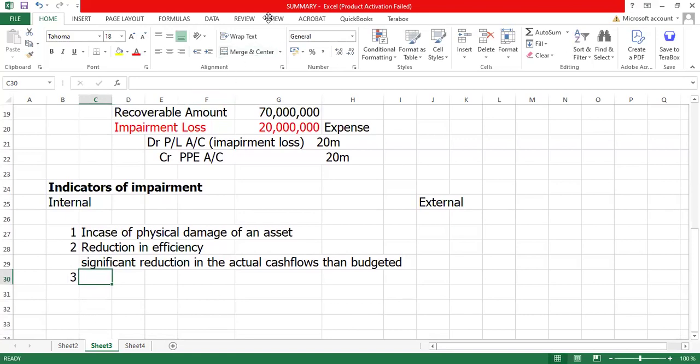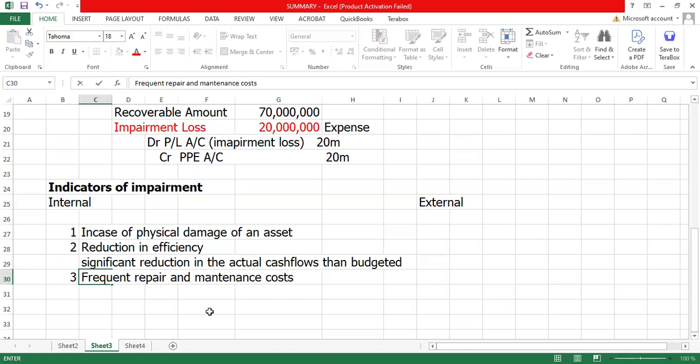Next. If you realize that several times you're repairing the asset, every time, frequently, it may not be damaged, but you find every time you're repairing or you're incurring maintenance cost, the repair and maintenance cost of the asset. These are just indicators, okay?